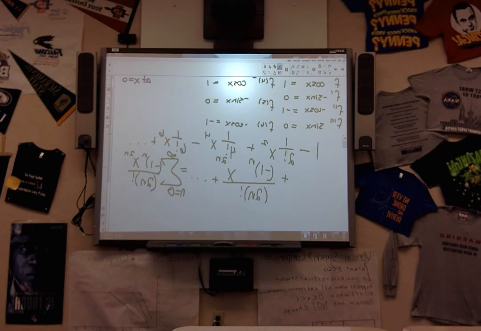Somebody read me our sine polynomial. X minus x to the 3rd over 3 factorial plus x to the 5th over 5 factorial. And that was my sine. And if I needed to add one more, I would have had that. If you put them together, it's 1 plus x plus.